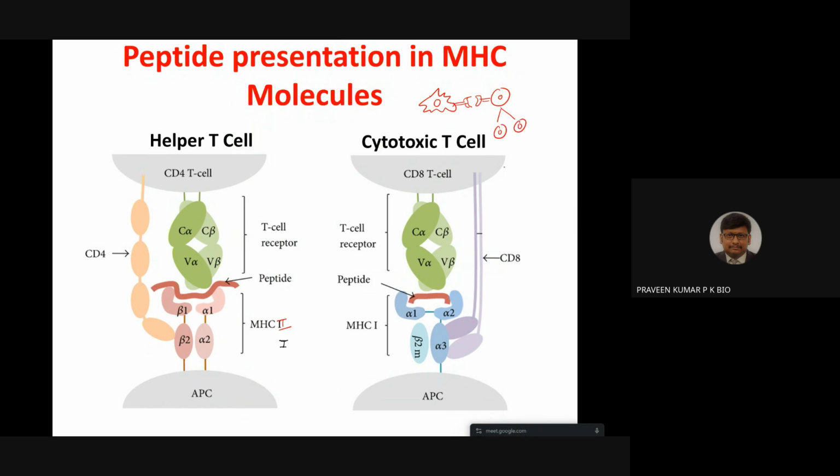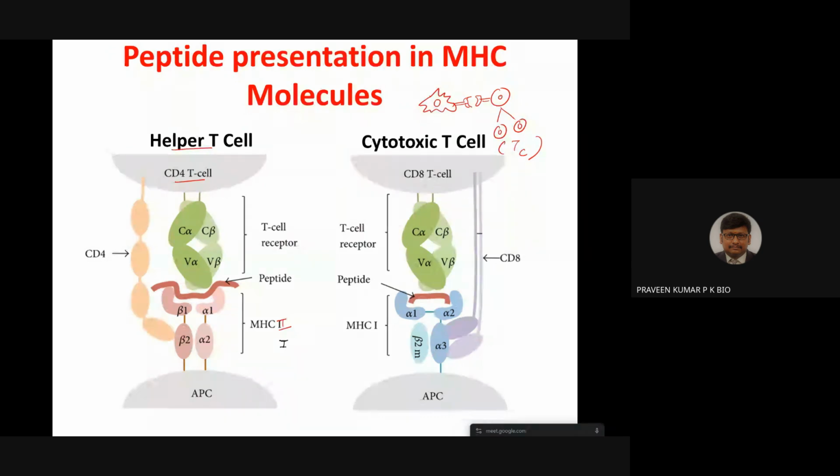And these T cells further take care of the cellular immunity. And if these T cells interact with B cells, they can also produce humoral immunity by the production of antibodies. So the CD4 T cell, which we call the helper T cell, interacts with MHC2 of the APC, and the cytotoxic T cell, denoted by TC, interacts with the MHC1 of the APC.